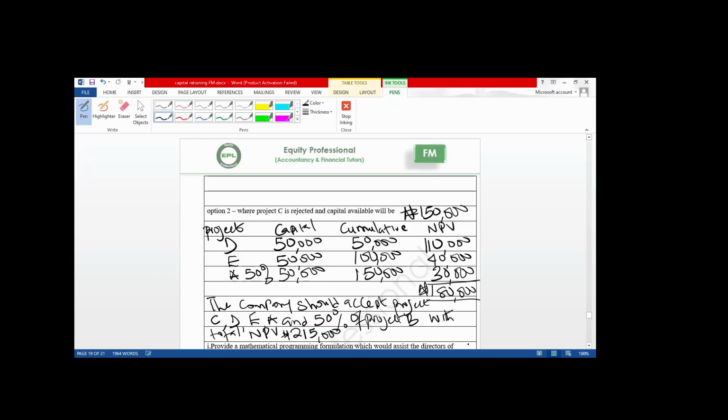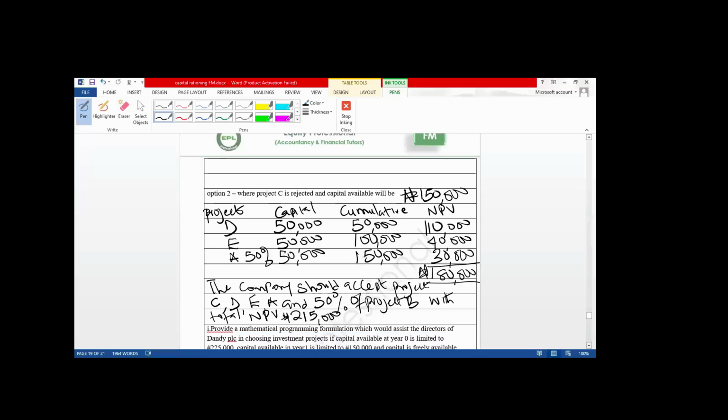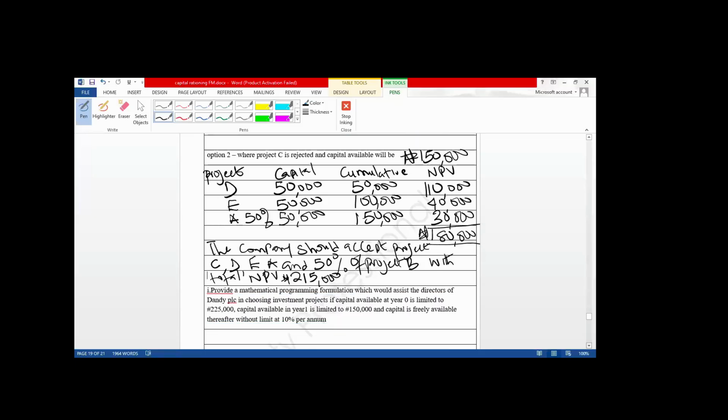The last requirement is multi-period. Multi-period is above your syllabus. You are done with the question.